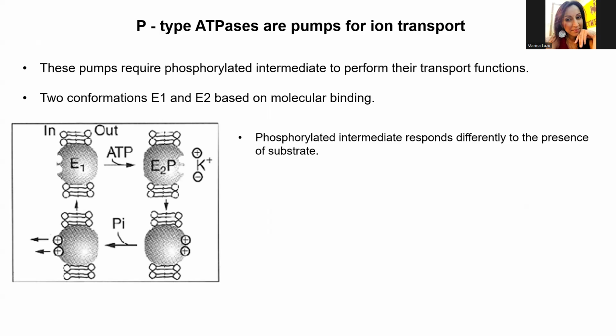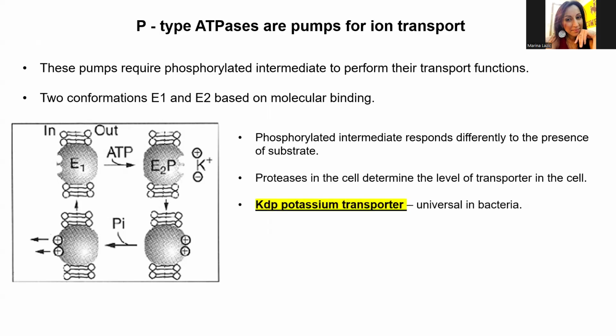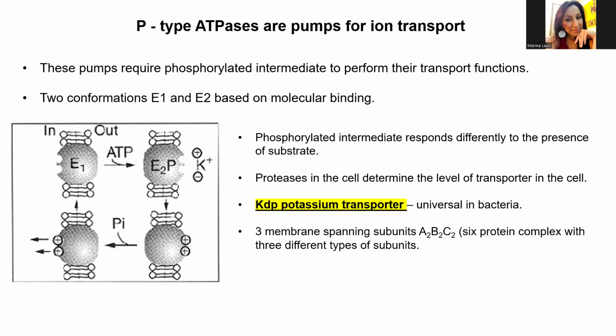The way cells regulate the level of phosphorylated versus dephosphorylated transporter is through proteases in the cell. The name of the transporter is KDP, sorry, KDP potassium transporter. So don't get confused with KDO. It's a different type, but students often confuse them because they are similar, KDO versus KDP. The KDP potassium transporter is very universal in bacteria, and it has three membrane spanning subunits, but they are like 6 proteins. Each of the subunits is a dimer, that's why we say A2B2C2.